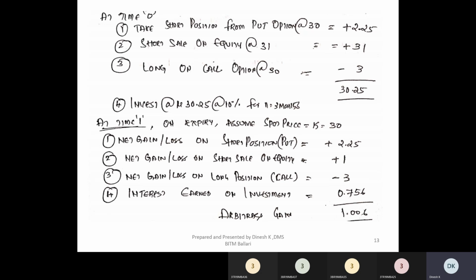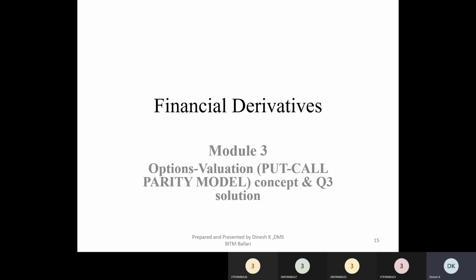Then the second problem will be homework for you all. Look at the second problem. Check that out. That will be homework for you all. You need to solve it and come back to the class.